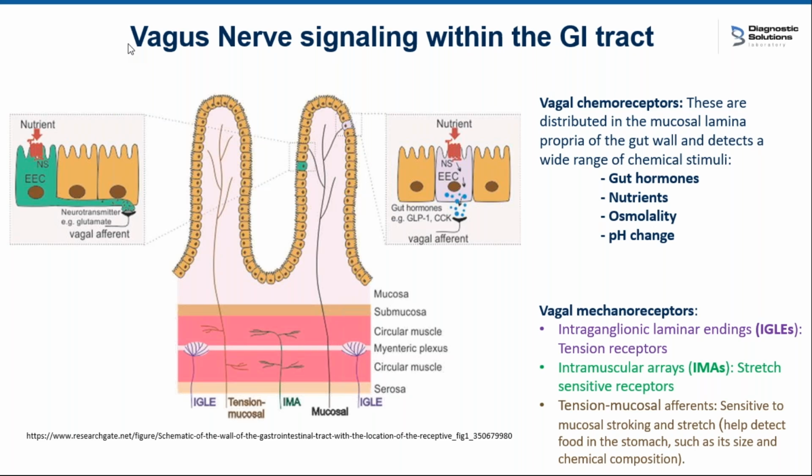They're sensitive to mucosal stroking and stretch. So what that does is it helps detect food in the stomach, such as its size and its chemical composition. So, look at the complexity here, the involvement of both these chemical and mechanical receptors in the gut lining in response to what you're eating.